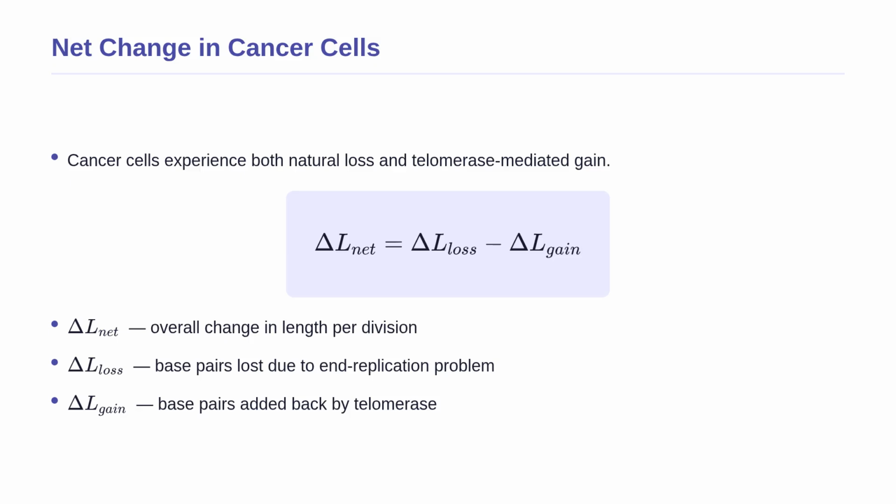Conceptually, this equation finds the balance point between two opposing forces. If the telomerase is highly active, the gain increases, which drives the net loss down. If net loss reaches 0, the telomere stops shortening entirely.